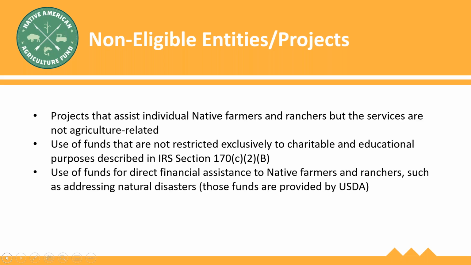Projects that assist individual Native farmers and ranchers, but the services are not agricultural related. They must be agricultural related, and they must serve Native farming and ranching. That is the basis for our existence. The use of funds that are not restricted exclusively to charitable and educational purposes described in IRS Section 170(c)(2)(B), and the use of funds for direct financial assistance to Native farmers and ranchers, such as addressing natural disasters. Those funds are provided by USDA. Therefore, we will not be providing funding for addressing the natural disasters.